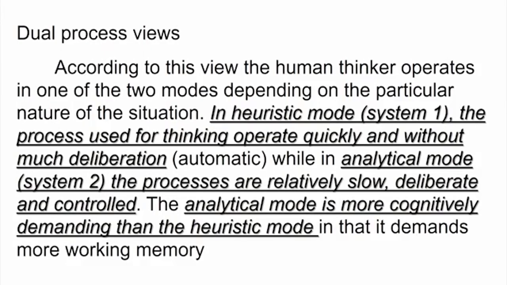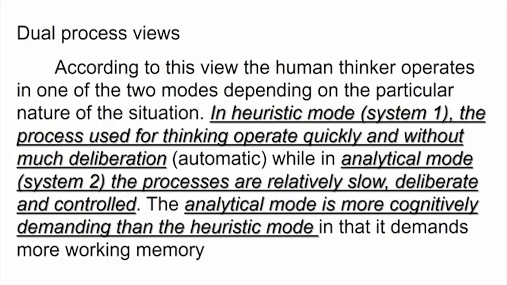So, basically then how do people reason? For answering that question, it was proposed that human beings use two modes of reasoning. The first mode is called the heuristic mode, or system 1 mode, in which the processes used for thinking operate quickly and without much deliberation. So, the first way is a quick reasoning process, where a heuristic, a mental shortcut, is used. Remember from the problem solving chapter, a heuristic is basically a rule of thumb, a shortcut to an algorithm. So, in heuristic mode people use some kind of shortcut, do not think too much, and reason automatically.